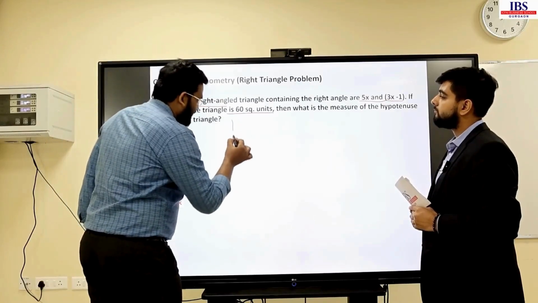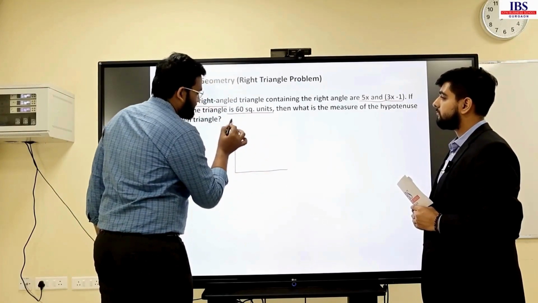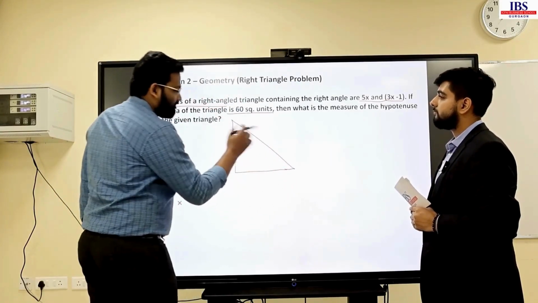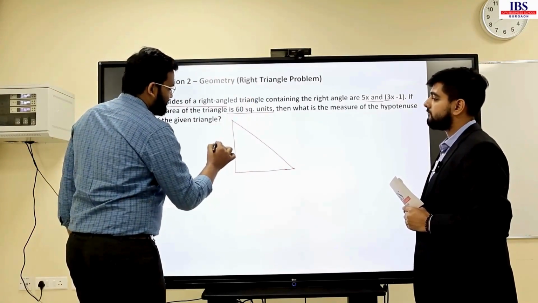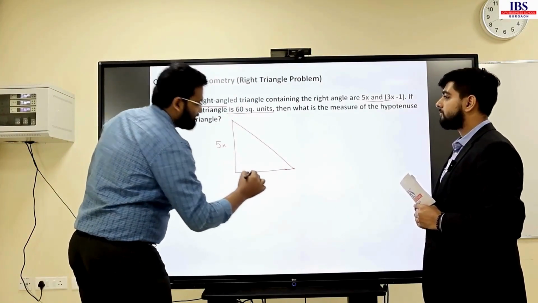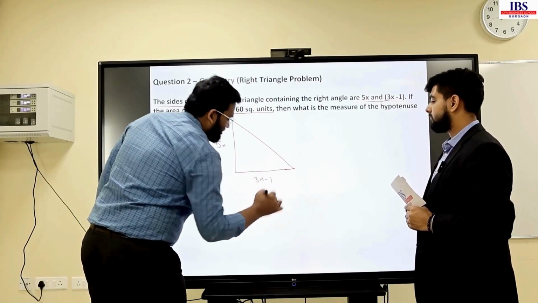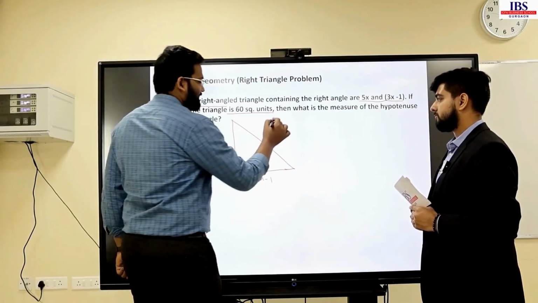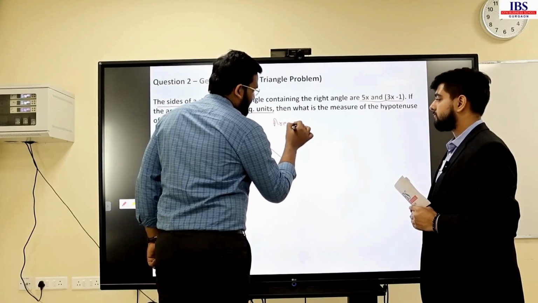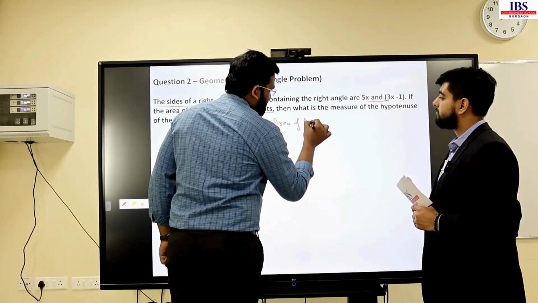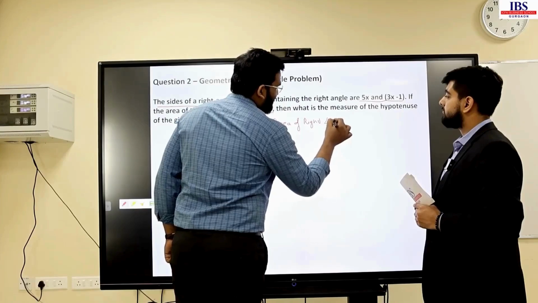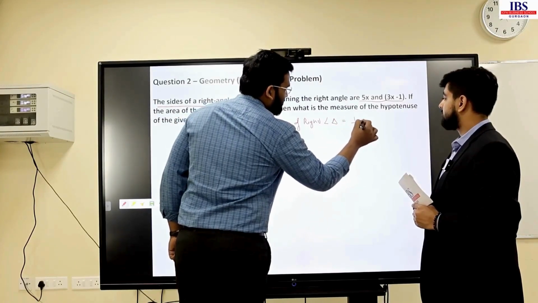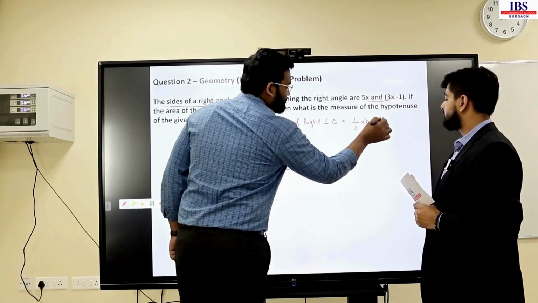So here see, a right angle triangle is something like this, and out of this, one side is given as 5x and the other side is given as 3x minus 1. And the area of this right angle triangle is also given. In case of a right angle triangle, we know that the area of a right angle triangle is half base into height.